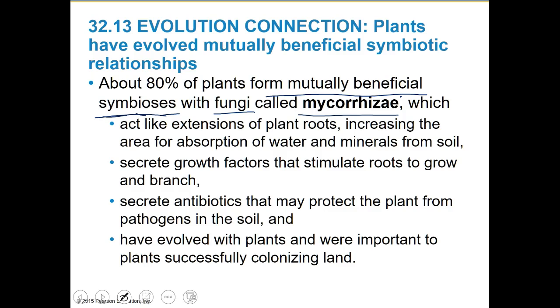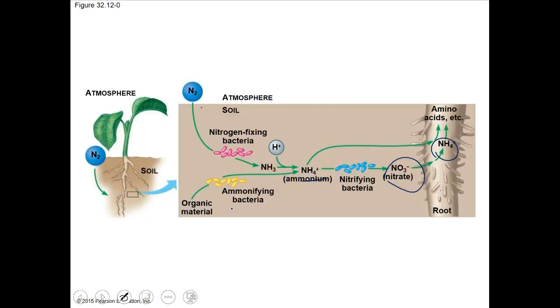So the mycorrhizae act like extensions of plant roots, and they increase the surface area for water and minerals to come in. They secrete growth factors. They secrete antibiotics. They've evolved with plants, and they're important for successfully colonizing land.